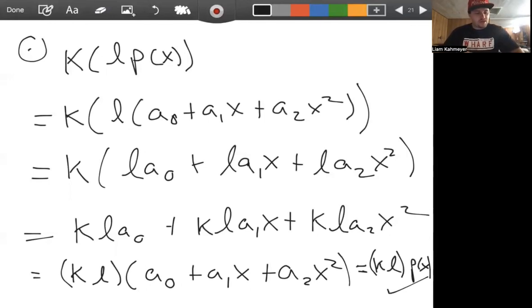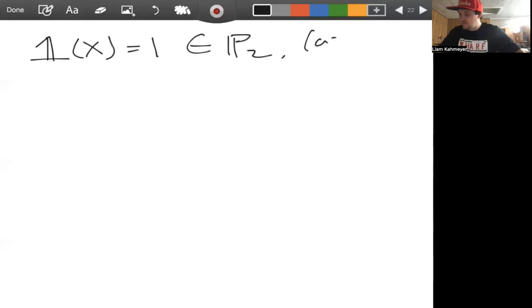One more thing, we need to show that there exists one, right? There exists a scalar multiplicative identity. Well, by definition, 1 of x, which is just 1, is an element of P2. You just let A be 1, B equal to 0, C equal to 0, right? That's an element, no problem.